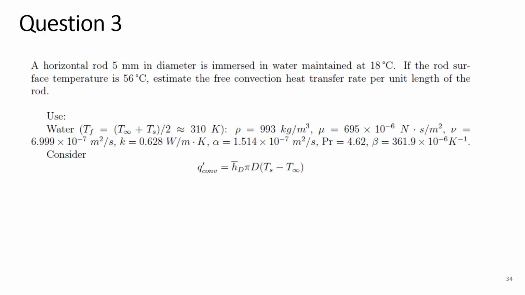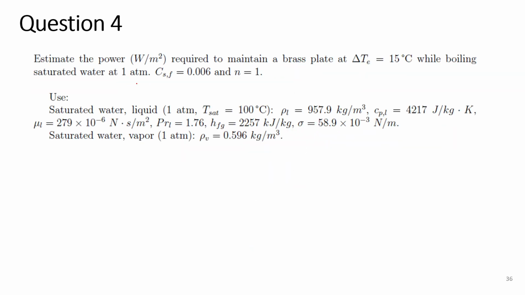Now let's move on to the next question. So we will skip question number 3 since it has been asked in your assignments. But we can move on to question number 4. So let's read question number 4. We have been given: estimate the power required to maintain a brass plate at delta T equal to 15 degrees Celsius while boiling saturated water at 1 atmosphere, and CSF is 0.06 and n equal to 1.